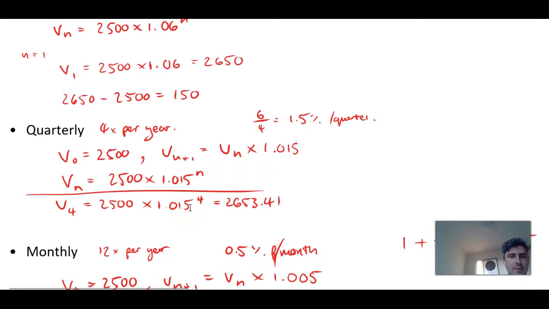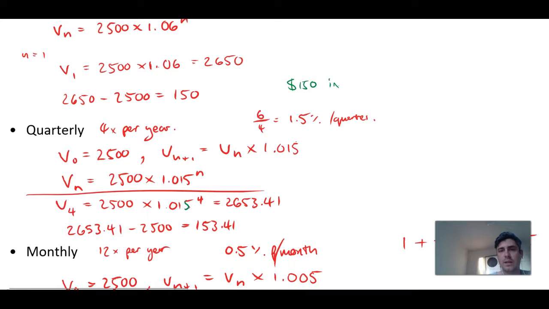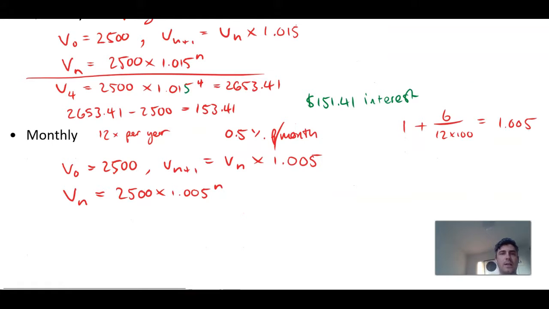And once again we have to work out the interest. So 2653.41 take 2,500 gives us 153.41. We should write down the interest on the side here. So this was $150 interest. That's our final answer. Make it nice and clear. This one here is $153.41 interest. The last example now. Let's just draw a line there.